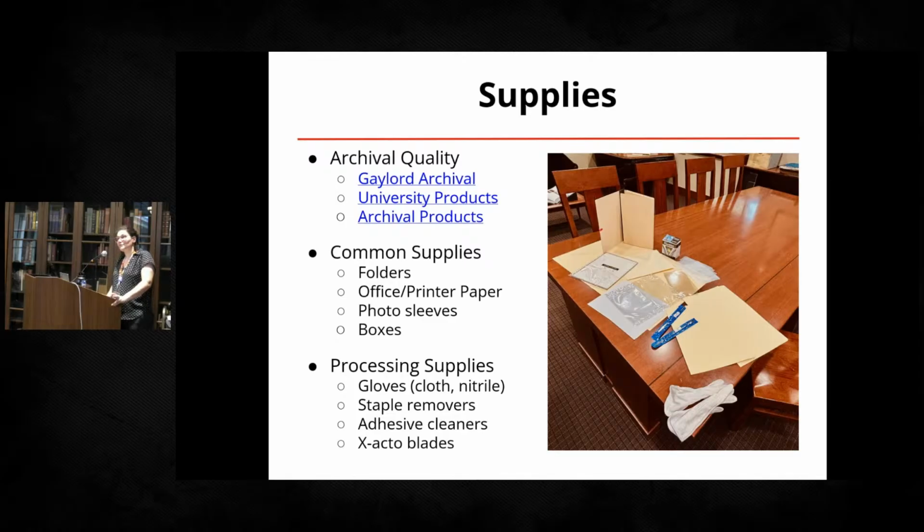These are three vendors that we've used: Gaylord Archival, University Products, and Archival Products. The big difference between archival products and your common supplies, because a lot of folks will use common supplies like folders, office printer binders, just those plastic sleeve protectors that you can get from a Staples or anything like that. And those are fine, but they don't necessarily have the longevity that the archival products are specifically designed for.